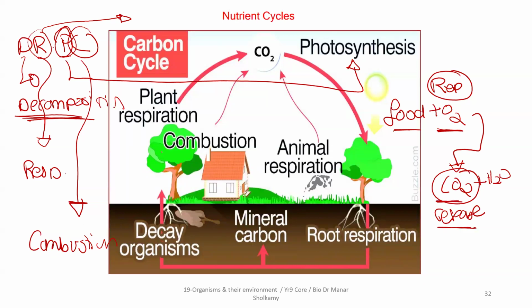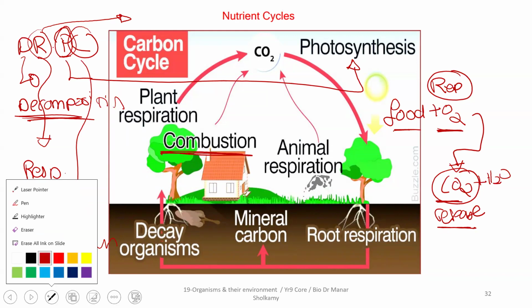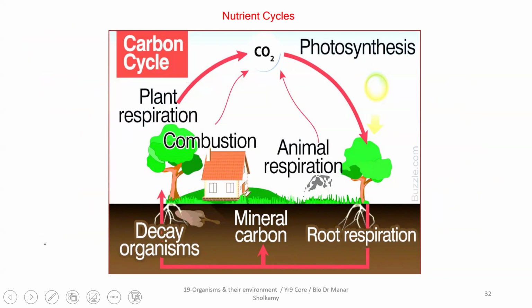What is combustion? Who knows what is combustion? Burning with oxygen. Burning fossil fuels, burning petrol, natural gas, which releases carbon dioxide into the atmosphere. So also combustion releases carbon dioxide to the atmosphere. So the carbon cycle, how does the carbon dioxide enter and leave our environment?